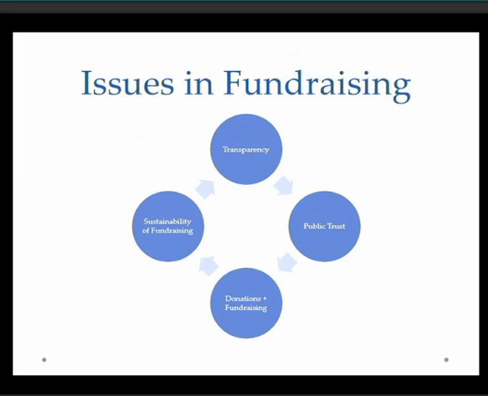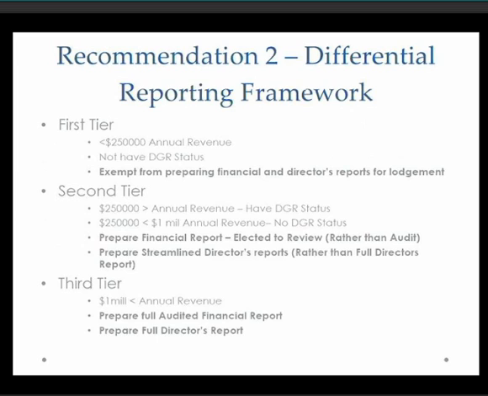Finally, the last issue. Another recommendation, more specified, would be to make easier reporting standards depending on the level of annual revenue the non-for-profit organisation earns. So the general summary of it is the less money they earn, the less reporting requirements they need to lodge.